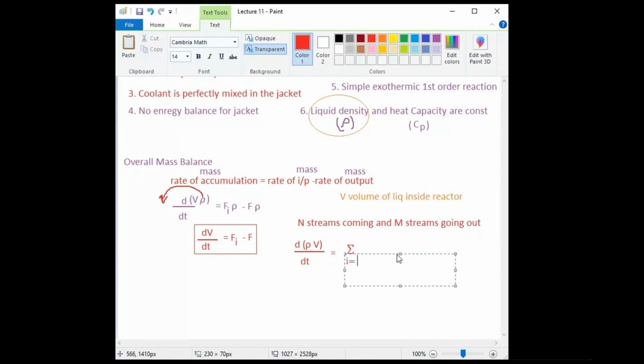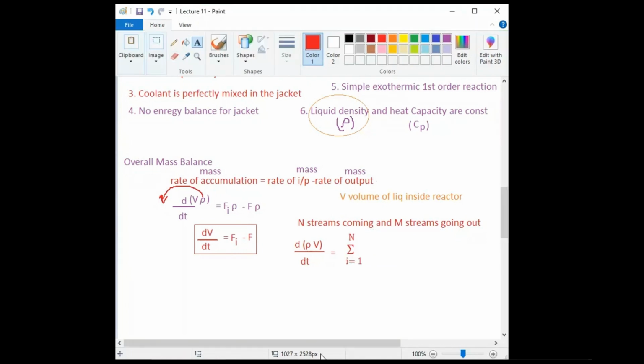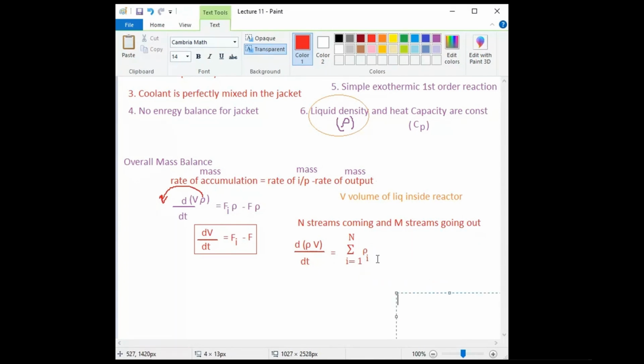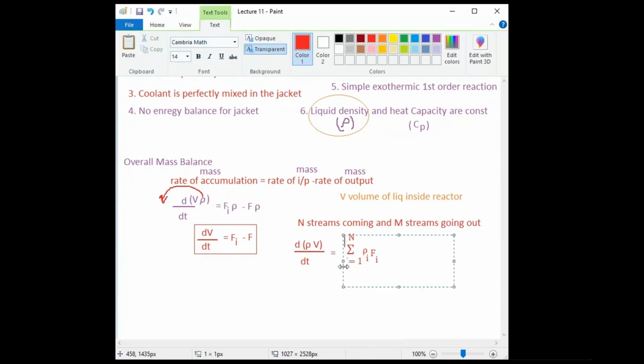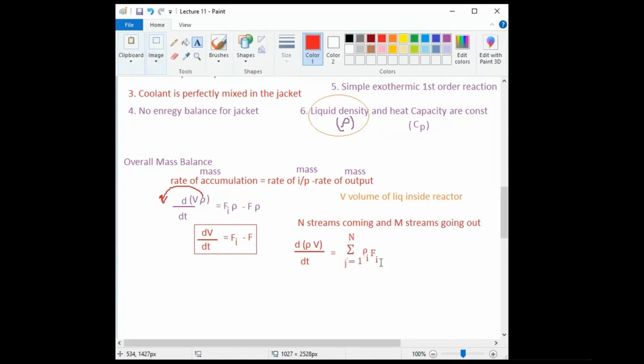till n, rho i Fi. Fi is already a notation, so we can write this with j, so this will be Fij.